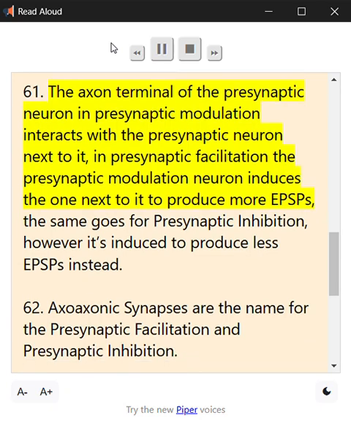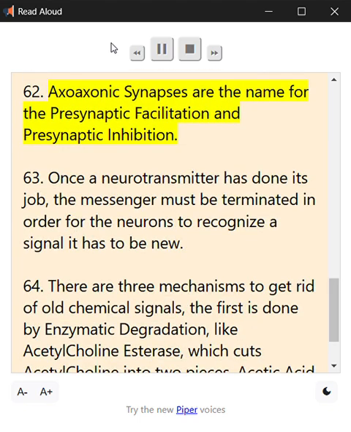61. The axon terminal of the presynaptic neuron in presynaptic modulation interacts with the presynaptic neuron next to it. In presynaptic facilitation, the presynaptic modulation neuron induces the one next to it to produce more EPSPs. The same goes for presynaptic inhibition, however it's induced to produce fewer EPSPs instead. 62. Axoaxonic synapses are the name for presynaptic facilitation and presynaptic inhibition.